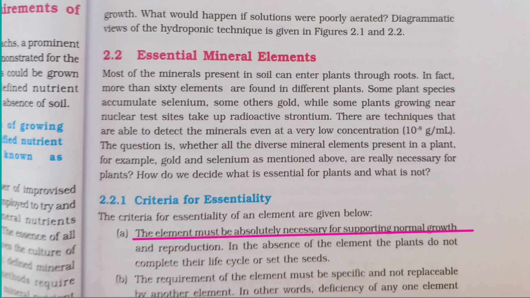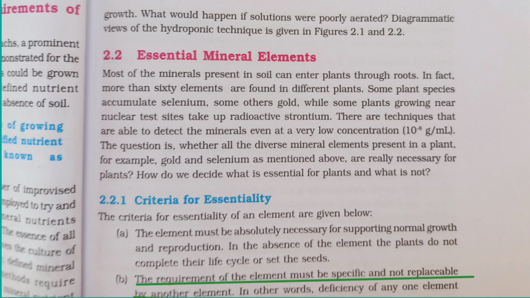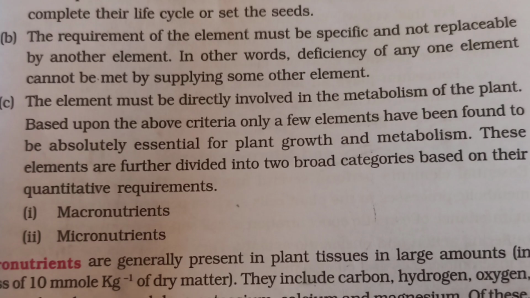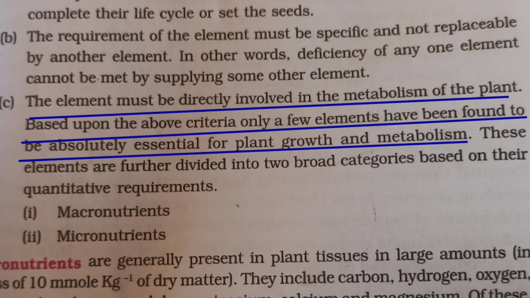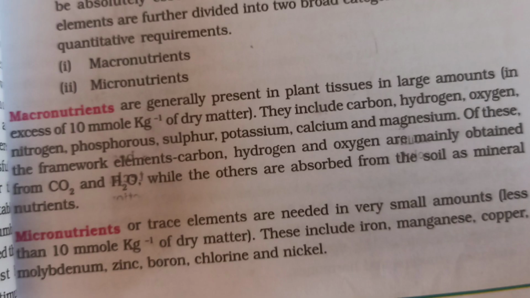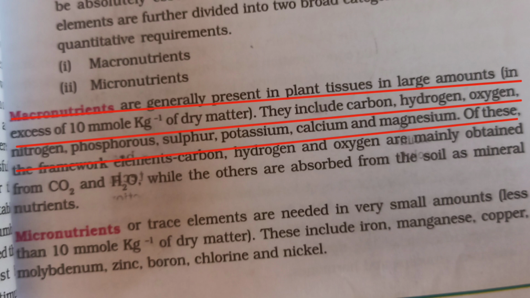Criteria for essentiality. The element must be absolutely necessary for supporting normal growth. The requirement of the element must be specific and not replaceable. The element must be directly involved in the metabolism of the plant. Based on this, elements are further divided into two broad categories based on their quantitative requirements: one is macronutrients and one is micronutrients.